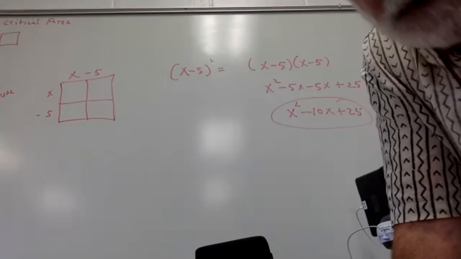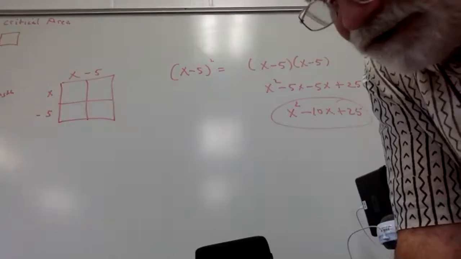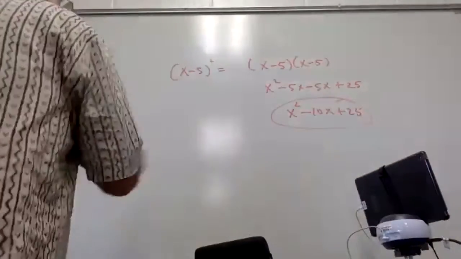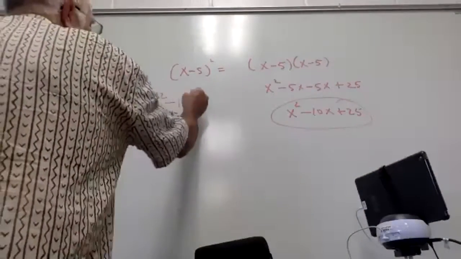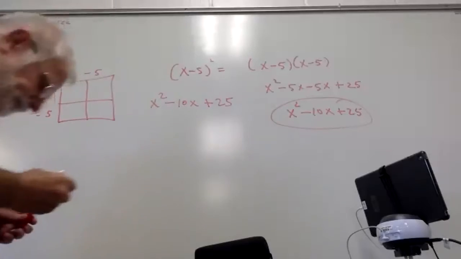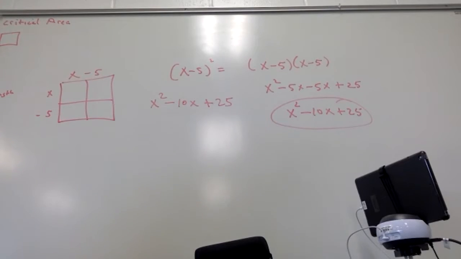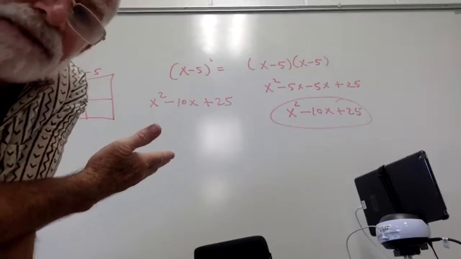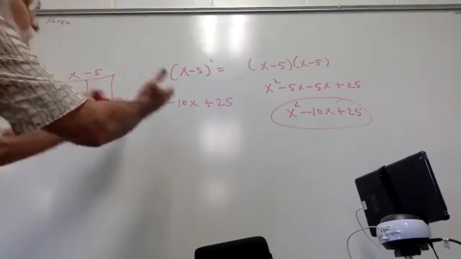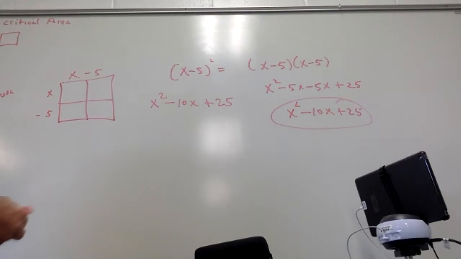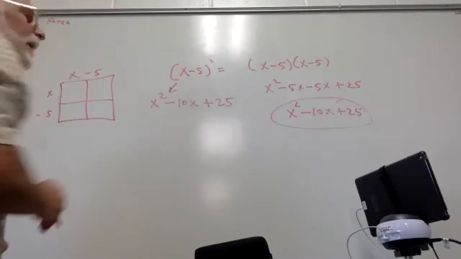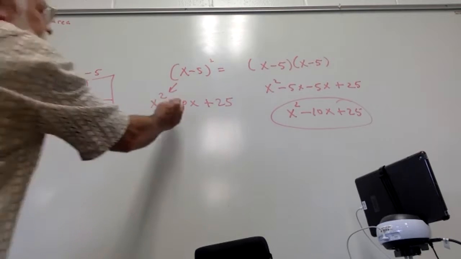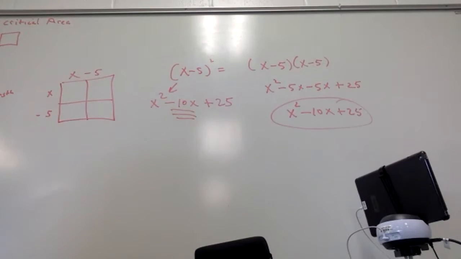I never did that out, did I? I simply went right here, and I said, we square, then we get x squared minus 10x plus 25. Why didn't I write it out? I paid enough attention to the process that I never have to write it out because I understand the pattern. Is everybody okay with looking at this and writing that? Hopefully so. So where does this come from?